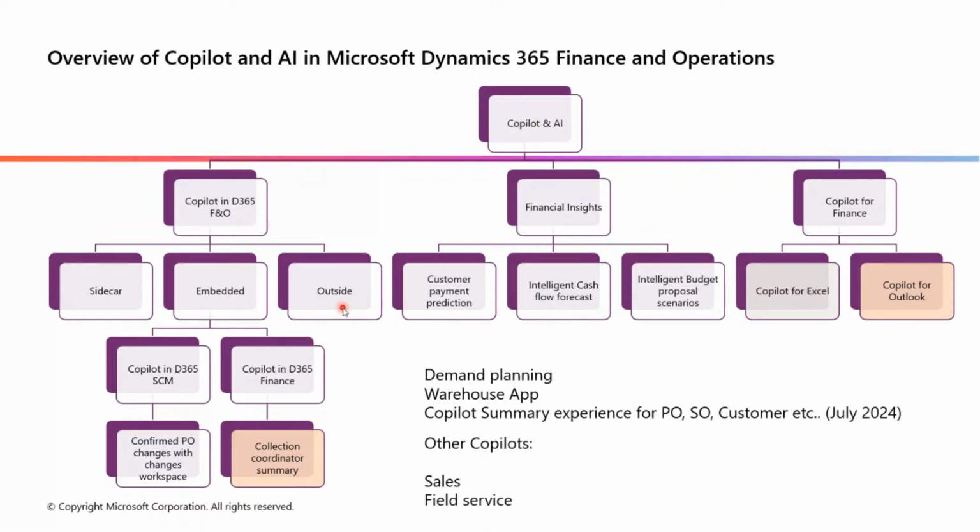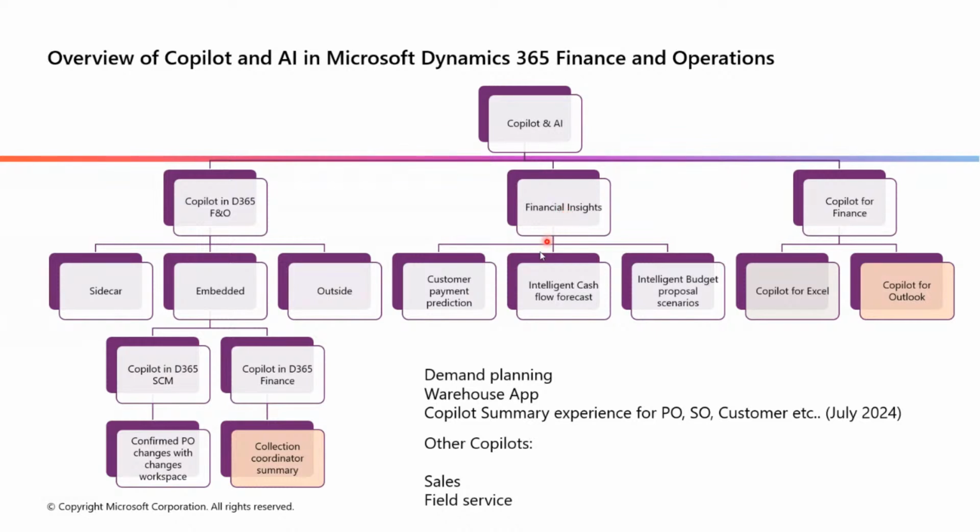So this is about what is available within finance and operations from the Copilot perspective. There are going to be many features in the upcoming months which Microsoft is going to release, but any feature which will be released will mostly fall under one of these three categories. Okay. Now, let's move to the second one, which is financial insights. Financial insights is not Copilot, but it is an AI feature among the offerings which we have within finance and operations.